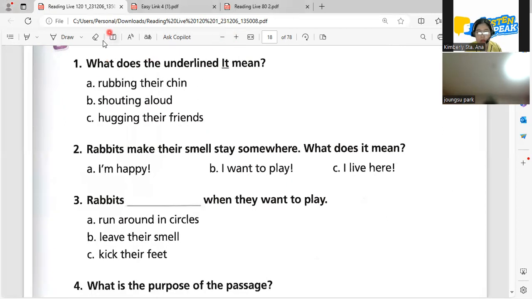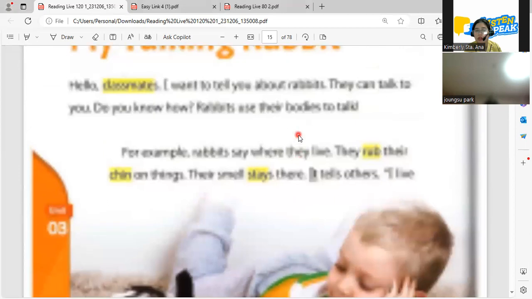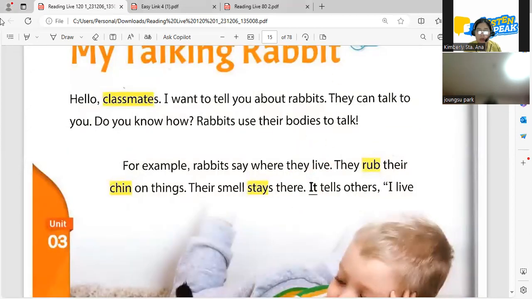Let's do number one first. Can you help me with number one? What does the underlined it mean? Okay, let's go back to the story. Let's look for the underlined it. Oh, this one. Can you see it, Jimin? So, what is this it?